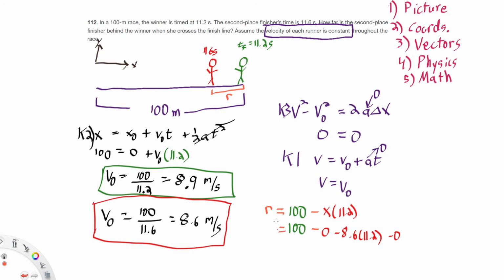So our final answer is 100 minus 8.6 times 11.2, or about 3.68. It's like 3 or 4 strides at sprint speed. So not a very big gap at all.